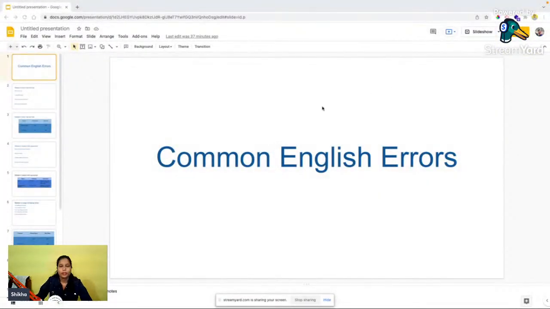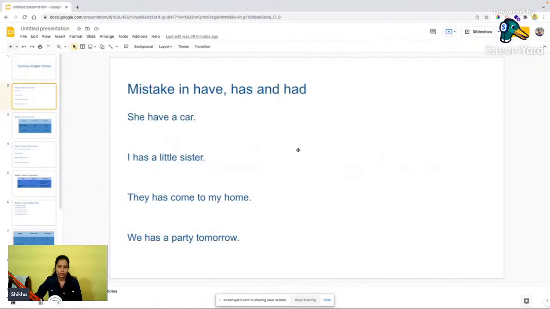So here I am going to start with common English errors. Okay, so the first thing which we do, or I have heard people doing, is they make mistakes when they use the verb to have. So when I say to have, under to have, we have has, have, has, had, right? But we should know how to use it, when to use have, when to use has, when to use had. Okay, so here on my screen, if you see these sentences, most of them are wrong.